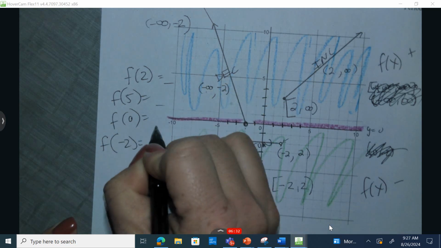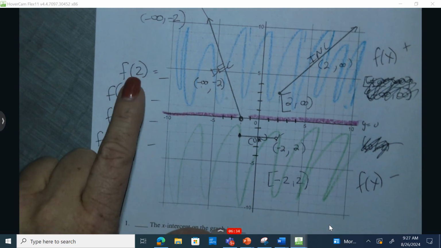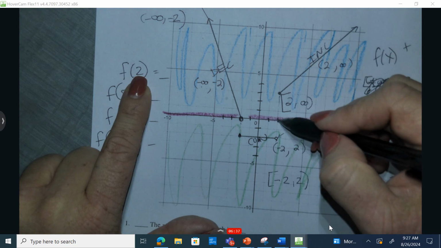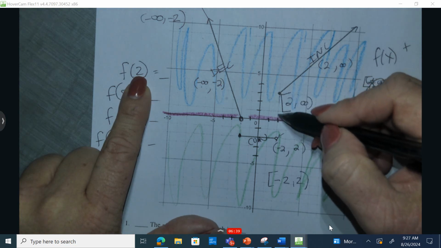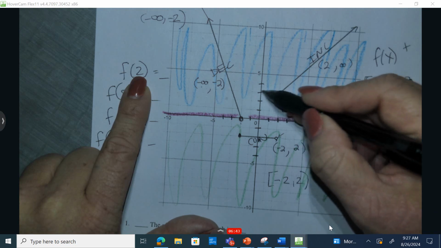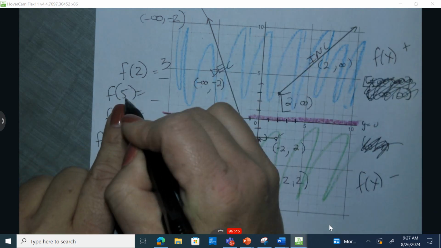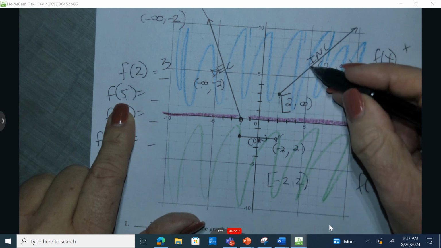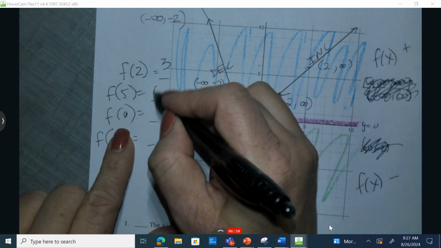All right, let's look for those corresponding y values. This is function notation. F of 2, that means go to where x is 2, and I'm going to go up or down directly until I find a closed dot. It's right here. This closed dot has a y value of 3. F of 5, well, here's 5. I only have to go up. It has a y value of 6.